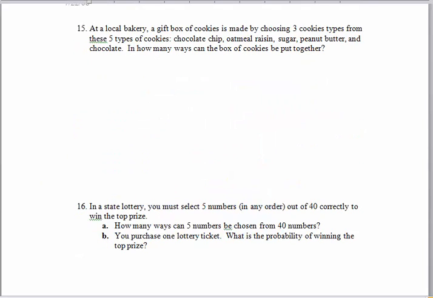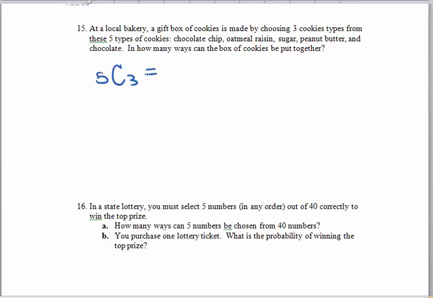Alright, so we got 2 more problems here. 15 is choosing cookies for a gift box. So you're choosing 3 cookie types from 5 types of cookies altogether. You've got chocolate chip, oatmeal raisin, sugar, peanut butter, and chocolate. And out of those 5 types of cookies, you're choosing 3 to make this gift box. And what I just said there is the answer, right? Out of 5 types of cookies, you're choosing 3 to make the gift box.